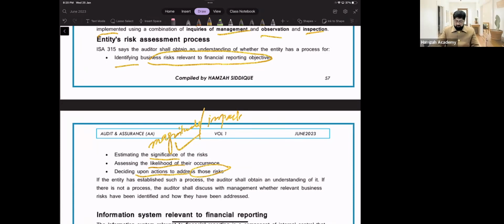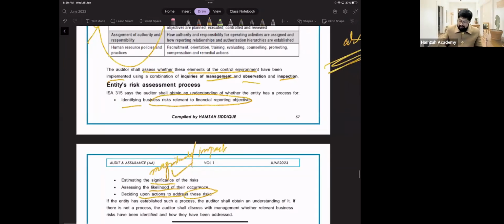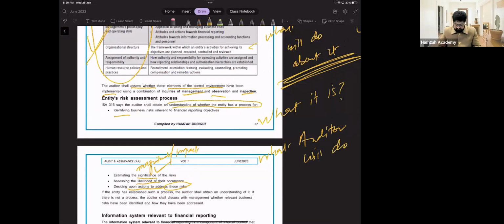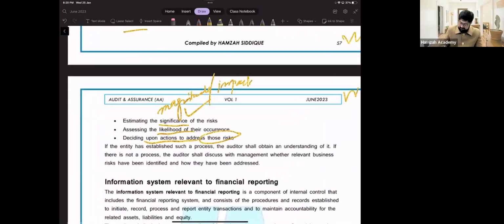Now, students, what is the risk assessment process? What will the auditor do? Yes, the auditor will obtain an understanding of whether the company has a process. If the company has a process, understand the process. If not, discuss with management how they are managing the risk.